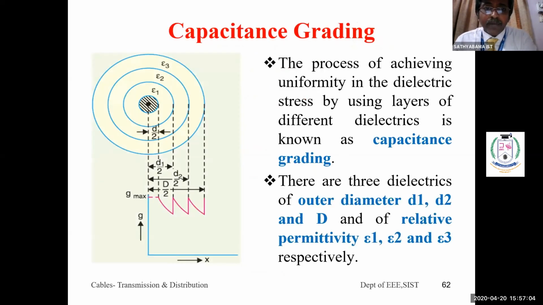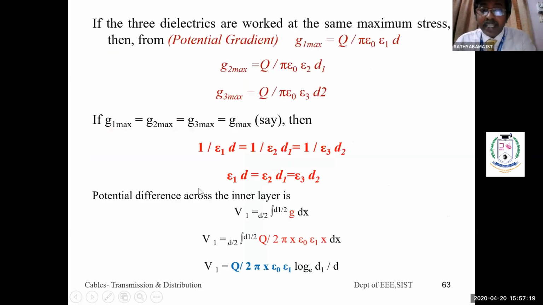Just to go through the diagram. In the diagram, we have to calculate your V1. V1 is nothing but inner to next. This is the innermost, inner to first layer. So in the inner layer we are having small d by 2 and in the next layer we are having D1 by 2. Based upon this only, here we written it: small d by 2, d1 by 2. And for gradient, we know the formula, q divided by 2 pi x epsilon naught epsilon 1. So here the constant terms are q divided by 2 pi epsilon naught epsilon 1. And when you integrate 1 by x, you will get log e d1 by d.